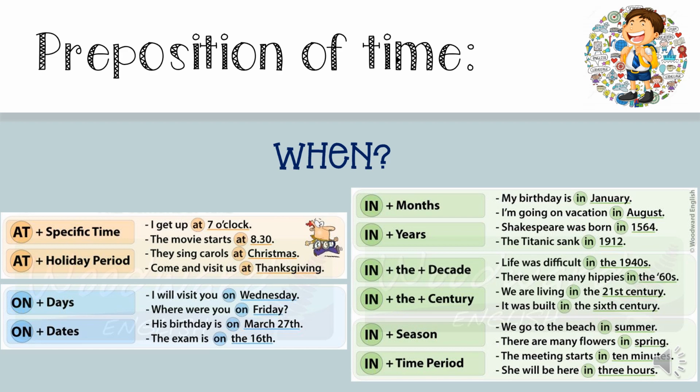For example, my birthday is in January. Shakespeare was born in 1564. Life was difficult in the 1940s. We are living in the 21st century. We go to the beach in summer. The meeting starts in 10 minutes.